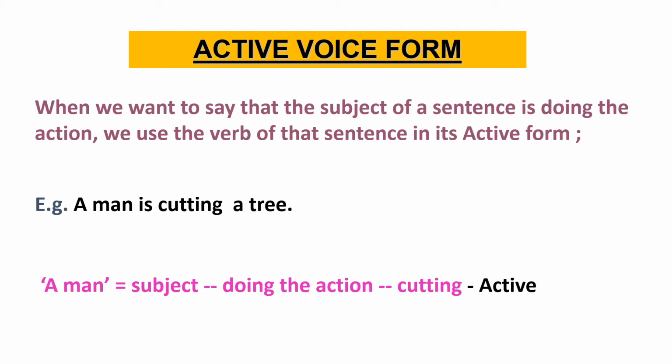Form of active voice. When we want to say that the subject of a sentence is doing the action, we use the verb of that sentence in its active form. For example, a man is cutting a tree. In this sentence, a man, the subject, is doing the action, cutting, so it is active voice. In this sentence, the subject of a sentence is doing the action.